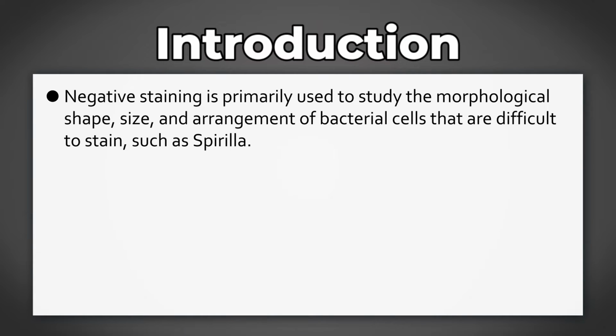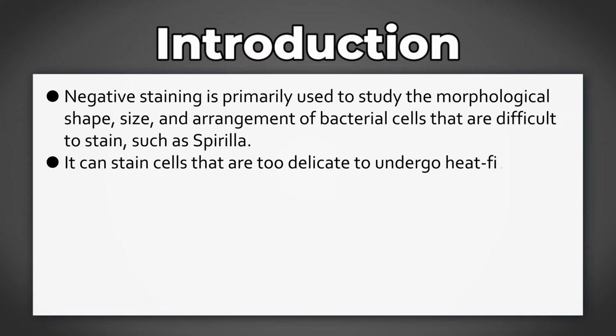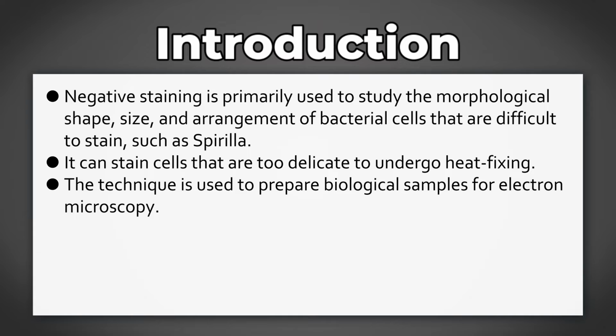Introduction to negative staining. Negative staining is primarily used to study the morphological shape, size, and arrangement of bacterial cells that are difficult to stain, such as spirilla. It can stain cells that are too delicate to undergo heat fixing. The technique is used to prepare biological samples for electron microscopy.